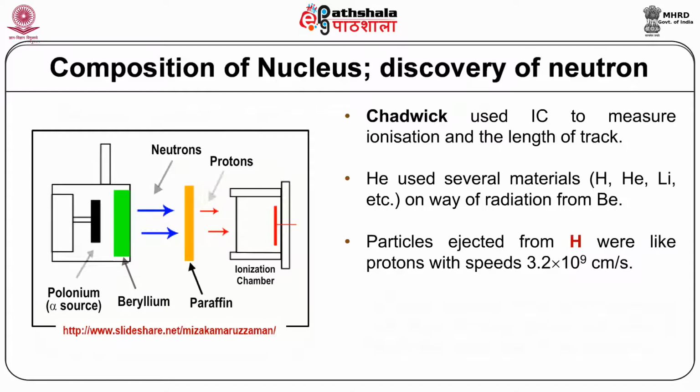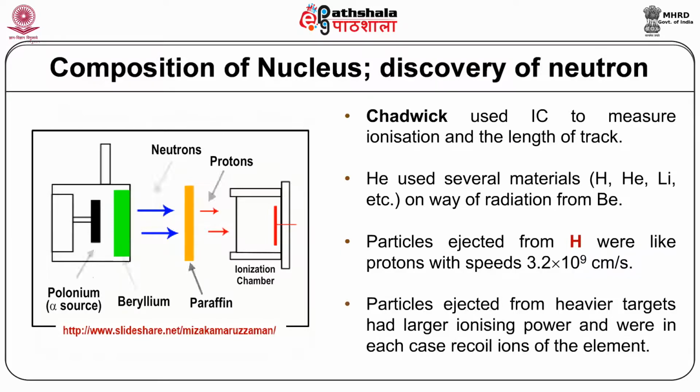Now he also concluded that when he replaced the foil by heavier materials like helium, lithium, etc., he found that particles ejected from heavier targets had larger ionizing power and were in each case recoil ions of the element. So this was a very important observation he made.